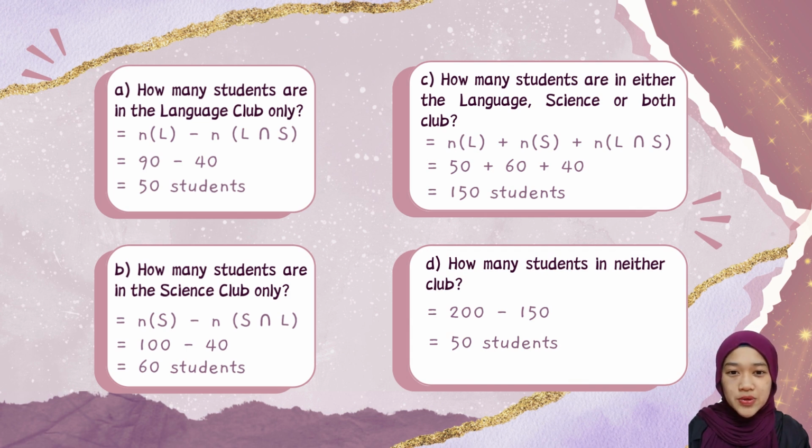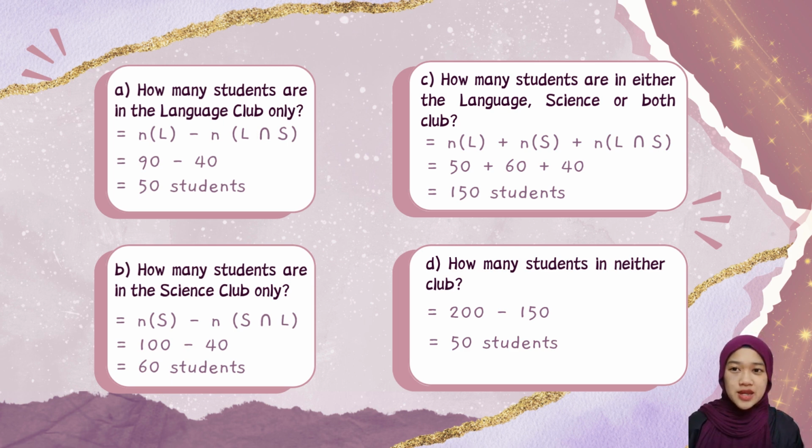So we already know the number of students in language club, so we just minus 90 with 40, which is the number of students in both clubs. So we get 50 students. For B question, how many students in science club only? And this one is also similar to question A, so we just minus 100 with 40, and we get 60.